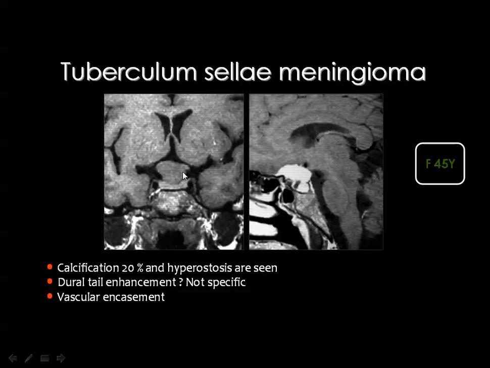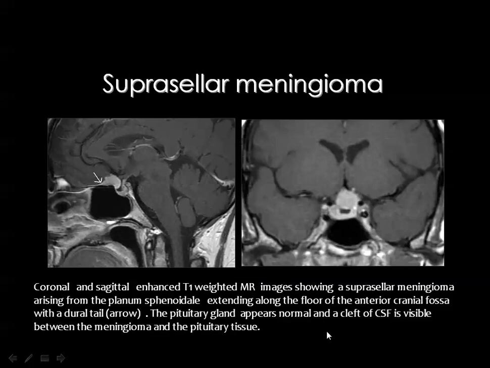And this is a suprasellar meningioma. The tumor is located above the pituitary and is clearly separable from the pituitary gland. And after contrast injection, you see homogeneous post-contrast enhancement with a small dural tail along the floor of the anterior cranial fossa.